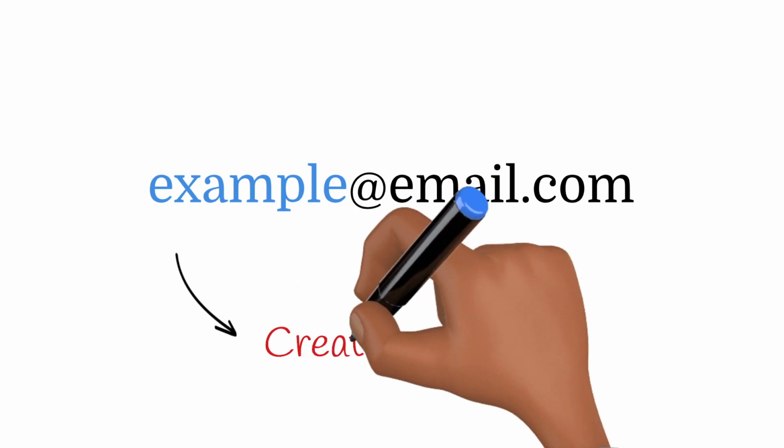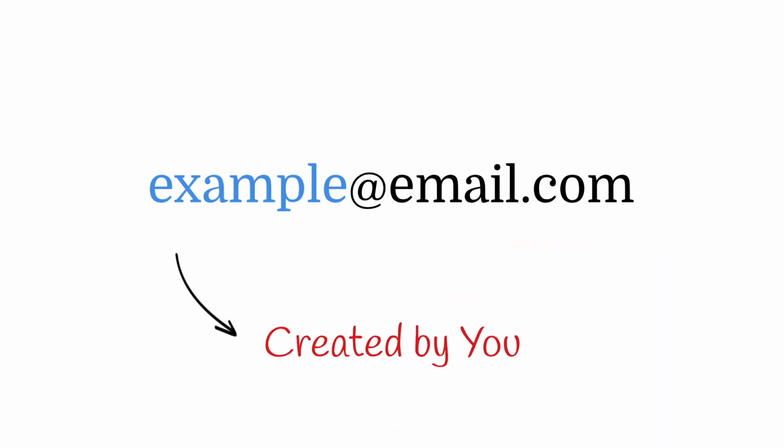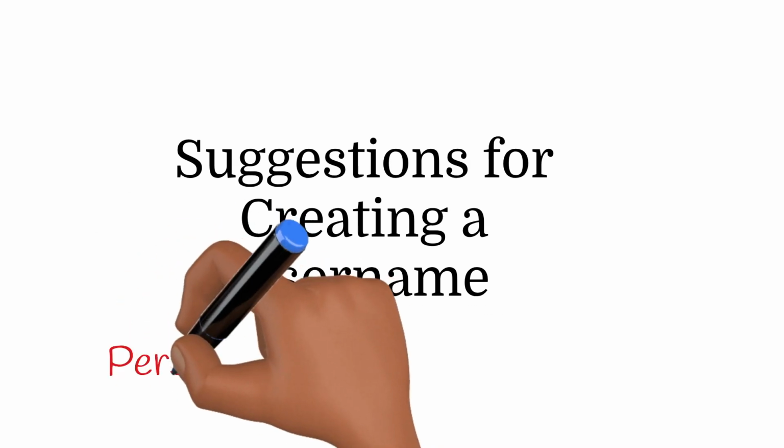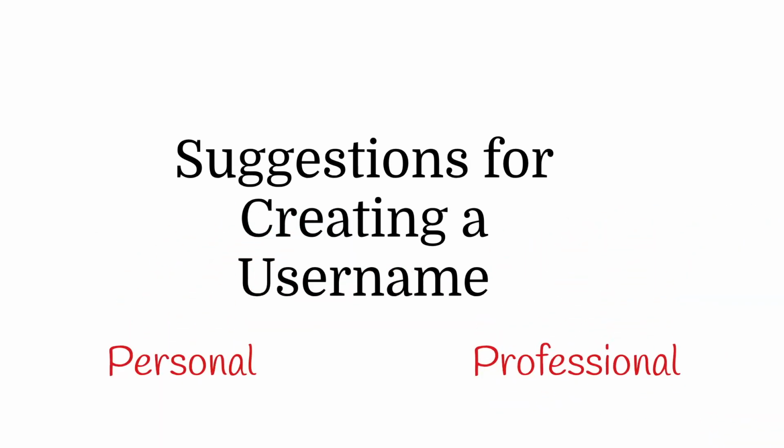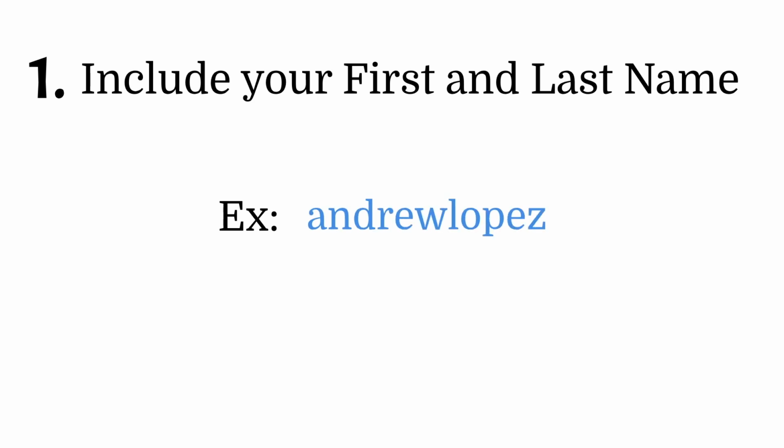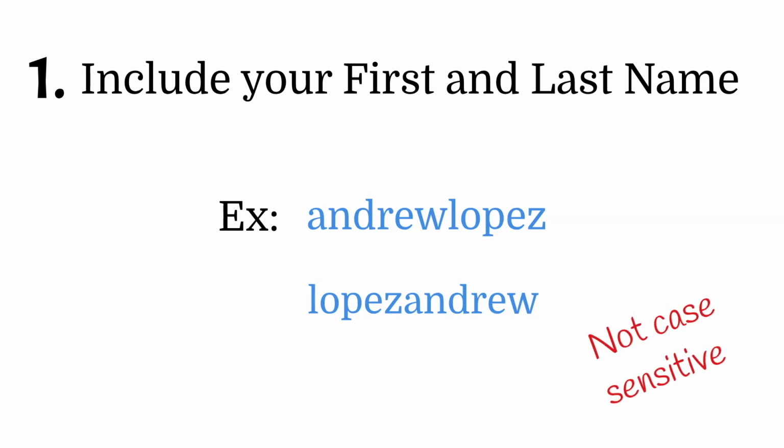A username must be created by you when you set up your email account for the first time. It must be unique, meaning no one else can have the same username as you. Here are some suggestions for creating a username that can be used for both personal and professional purposes. 1. Include your first and last name. For example, Andrew Lopez or Lopez Andrew would be a good username for someone named Andrew Lopez. Note that these are not case sensitive, meaning it doesn't matter if you use uppercase or lowercase letters.